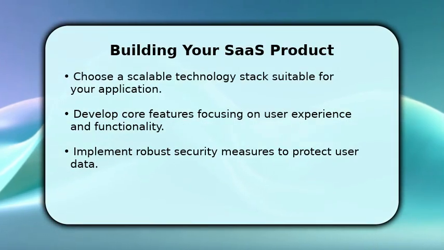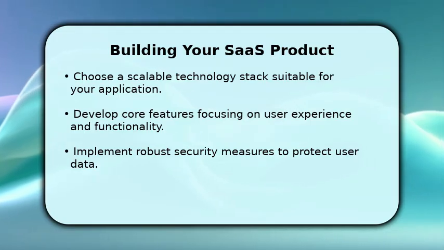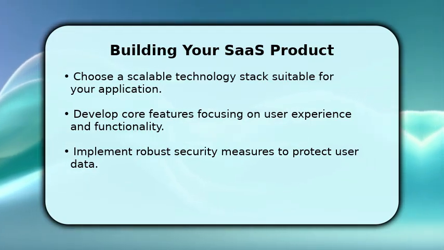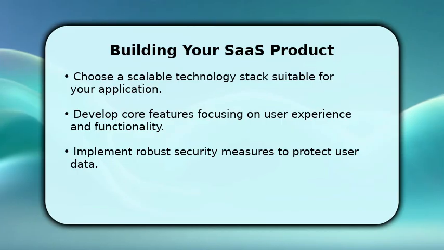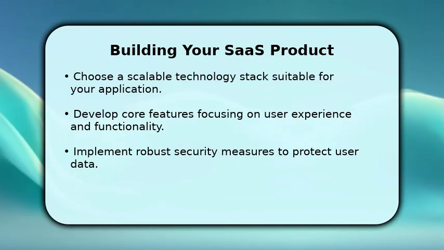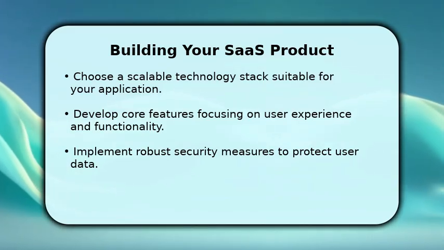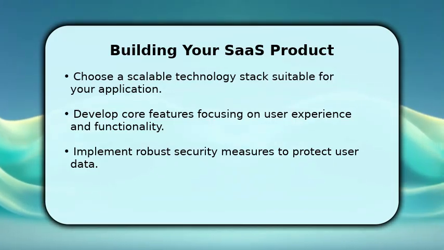Next, focus on building your SaaS product. Select a scalable technology stack that aligns with your application's requirements and future growth. Develop the core features with a strong emphasis on user experience and intuitive functionality. It is crucial to implement robust security measures from day one to protect all user data. Always plan for future scalability and potential integrations with other essential services.